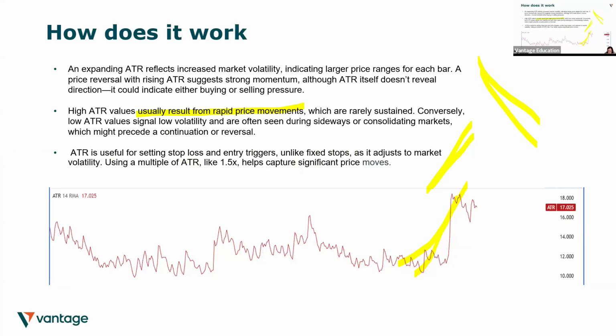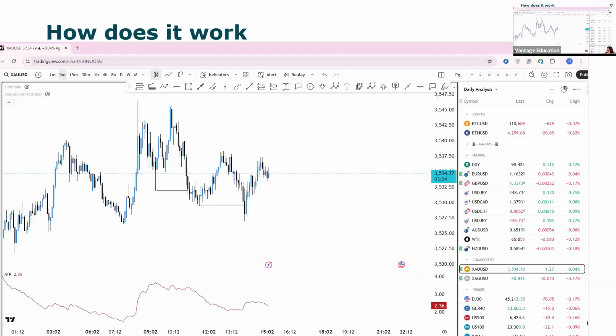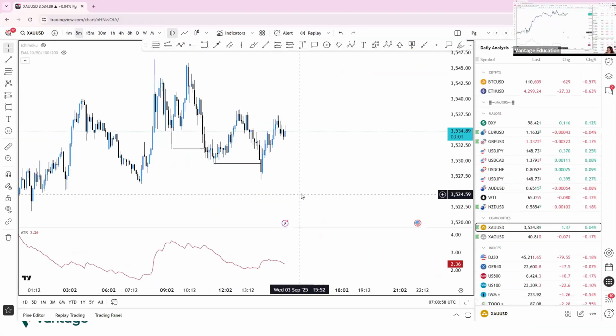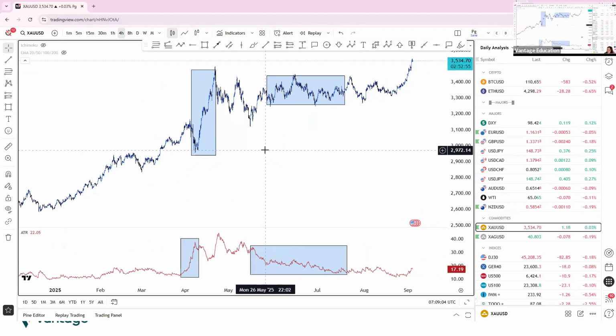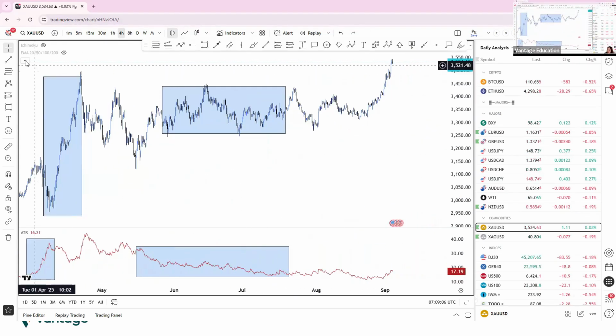I have an example over here, which is here. We're going to look together. I'm going to show an example of gold.